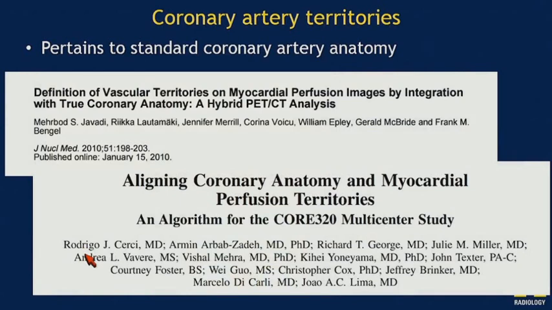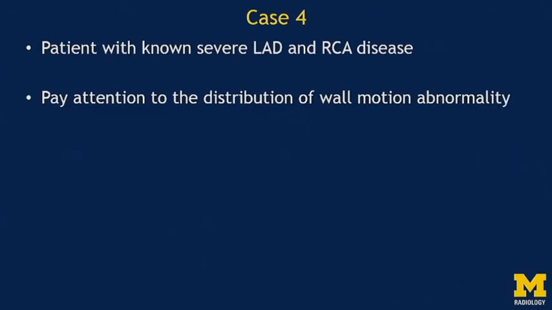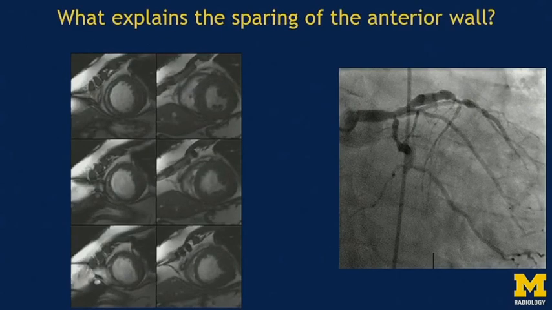Now, what we talked about right now is kind of a simplistic approach because it pertains to a very standard coronary artery anatomy with a right dominant circulation. But if you're interested, I would certainly suggest you read these papers. They've talked about how you should be integrating the true coronary anatomy with the myocardial territories. So to exemplify this, I want to show you this patient. This is not a CT case, but it's a really good learning case. So this patient came in with severe LAD and right coronary artery disease and had this MRI performed.